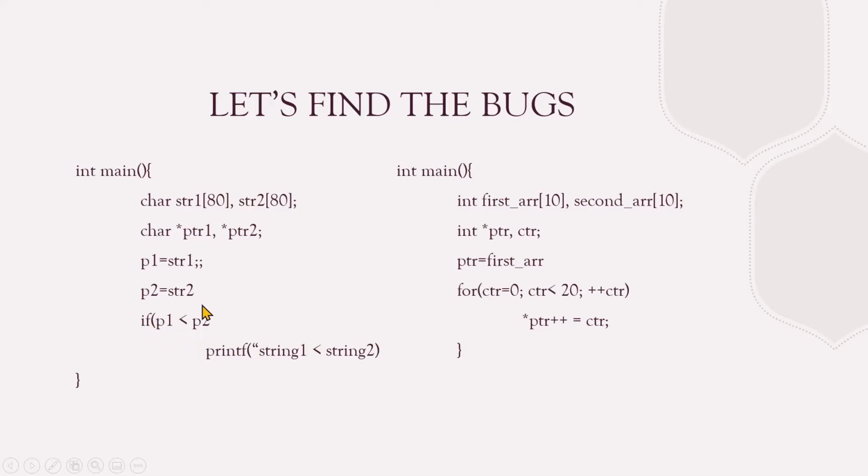Can we do something like this? No, conceptually it is wrong. We cannot compare one pointer to another and then printf something like that, right? Now coming to the next one, int first[10], second[10], int *ptr, counter, ptr equal to first. For counter equal to 0, counter less than 20. Now we're assuming here that both these are back to back in memory, which may not be the case, and therefore we cannot do something like this.